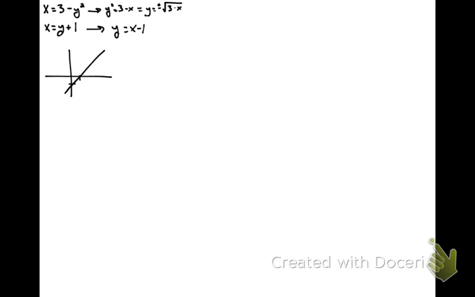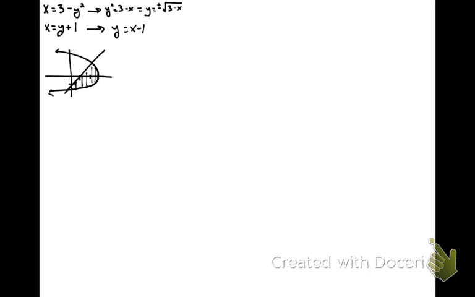Y equals the positive square root of 3 minus x is a curve that looks something like this. That's the positive square root. And the negative square root of 3 minus x is a curve that looks something like that. So what we'd like to find is the area right here.